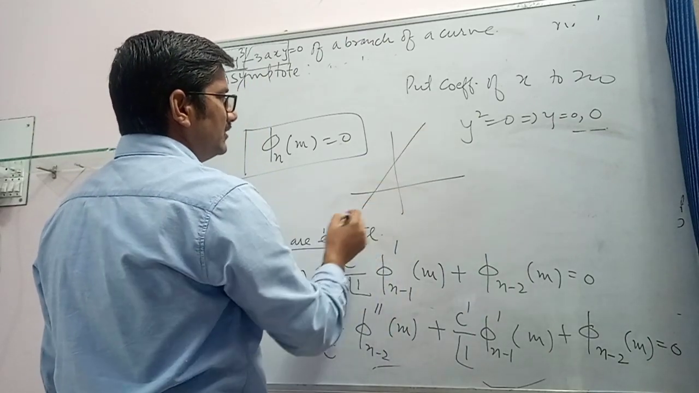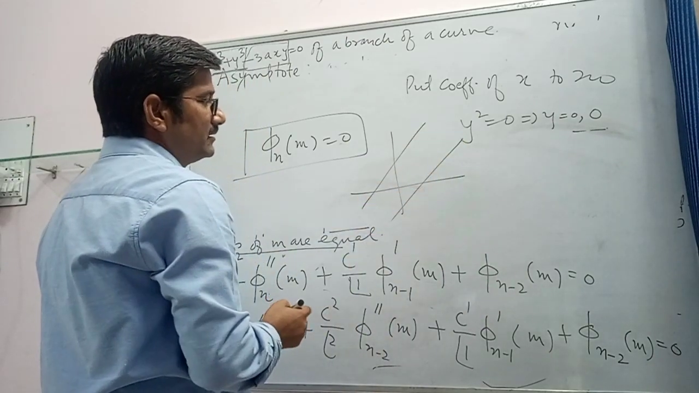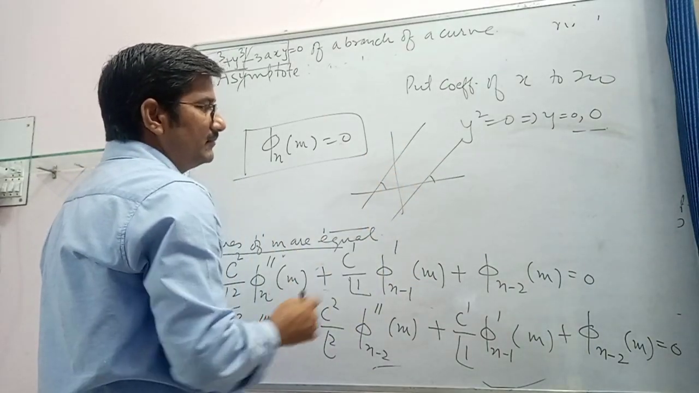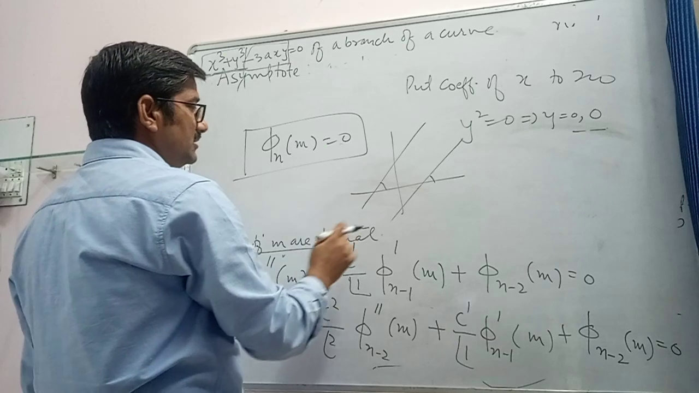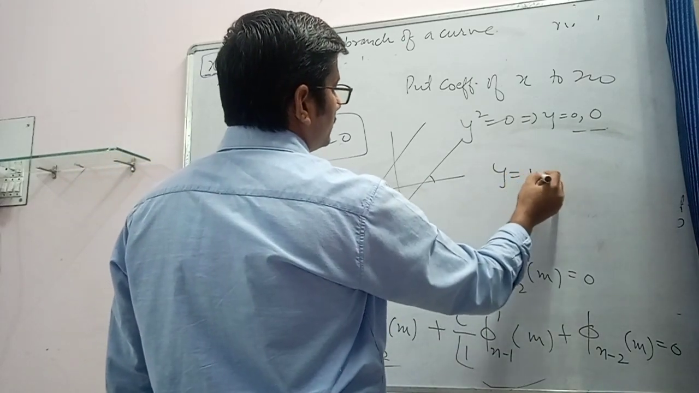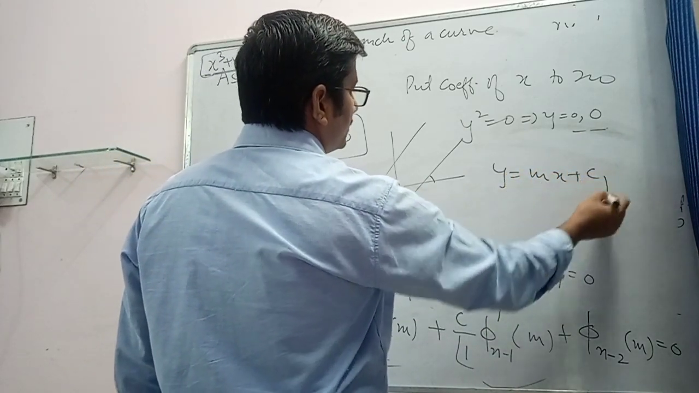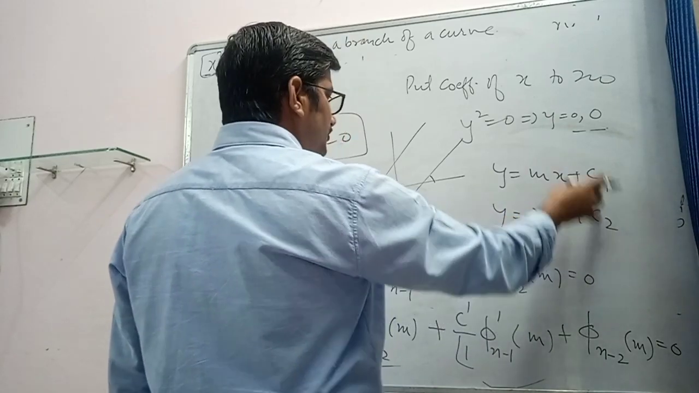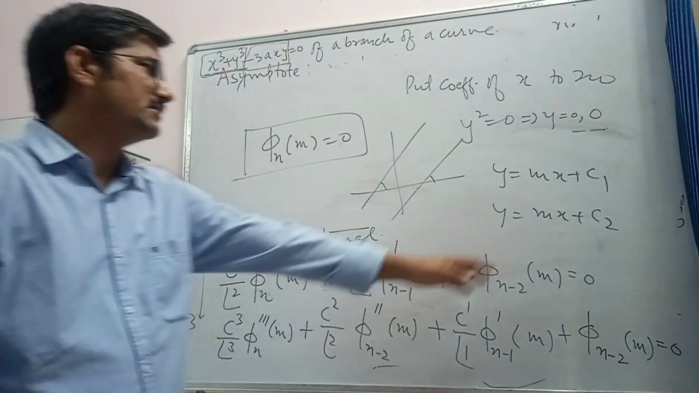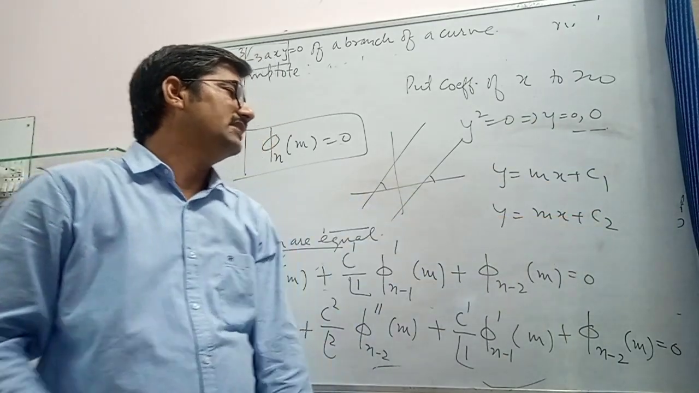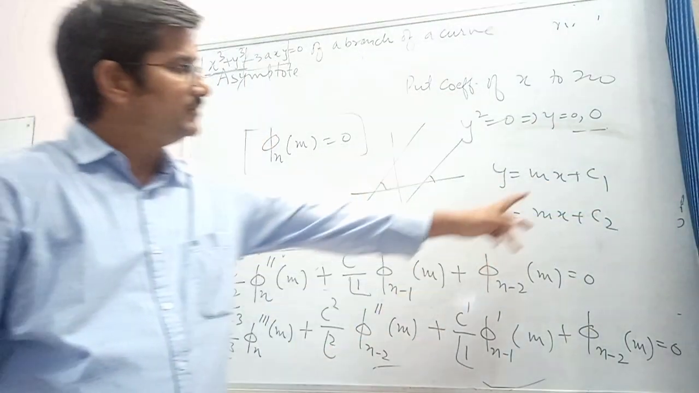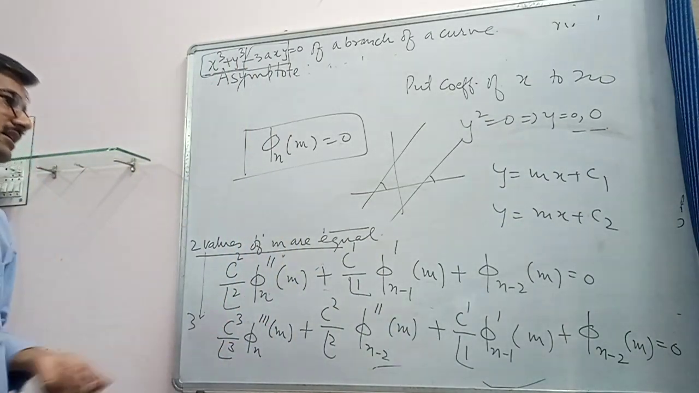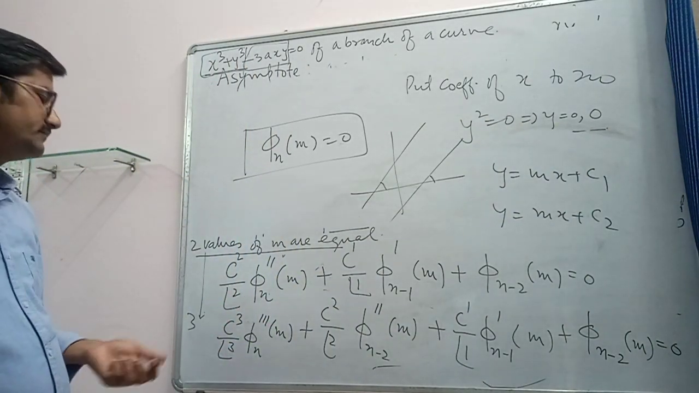Say one is this, another is this. So for these asymptotes, m will be the same because they have the same slope. But c differs: y is equal to mx plus c1 in this one, and y is equal to mx plus c2 in the other. So there will be two asymptotes, one is mx plus c1, another is mx plus c2. So there will be two values of c. So we must solve a quadratic equation in c.